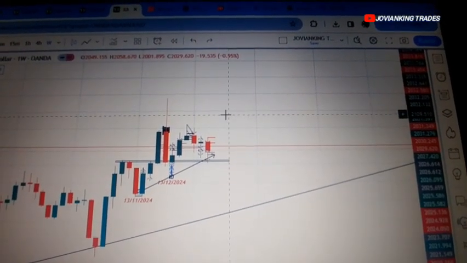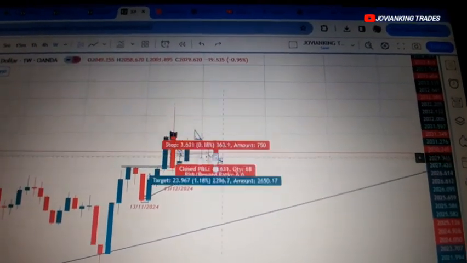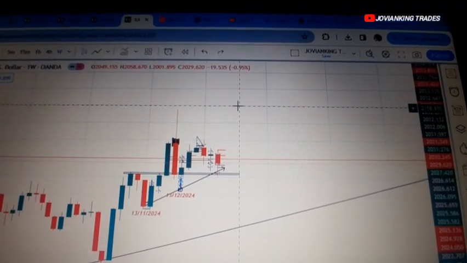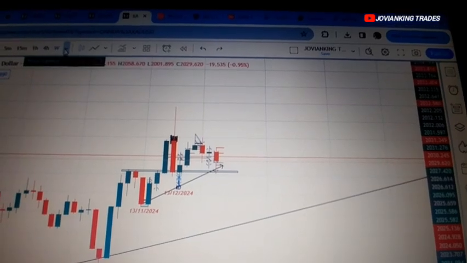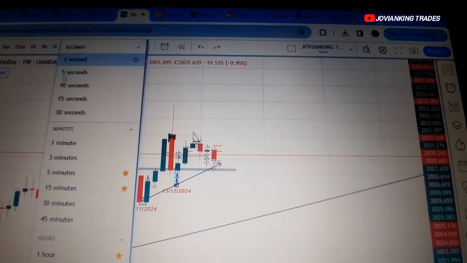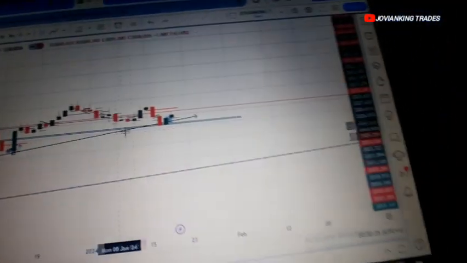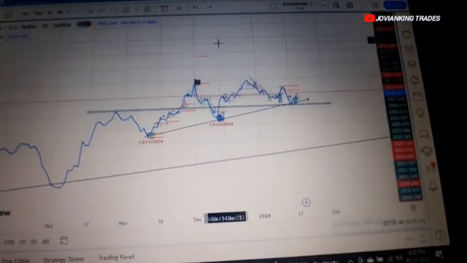Then possibly the NFP in February, the first Friday of February, might give us a clear direction of price movement on XAUUSD, whether gold will break here or gold will break here. Do you get me now? So let's go down to our daily time frame and see what we have. On our daily time frame, this is XAUUSD. So we switch back to our line mode so you can get a clear view.